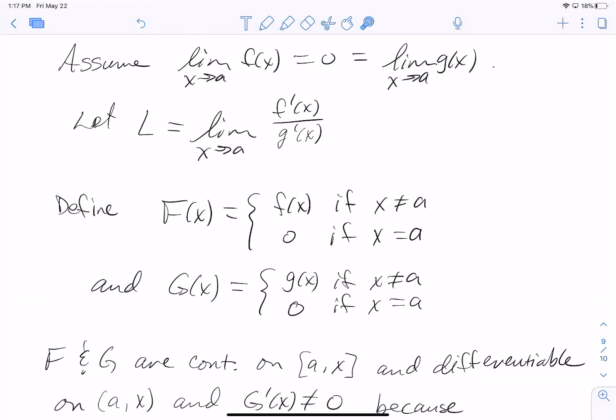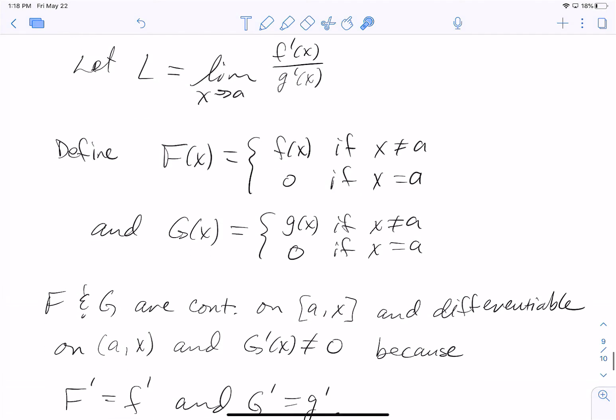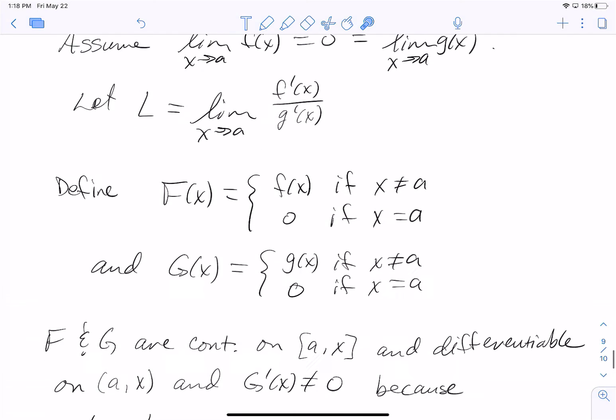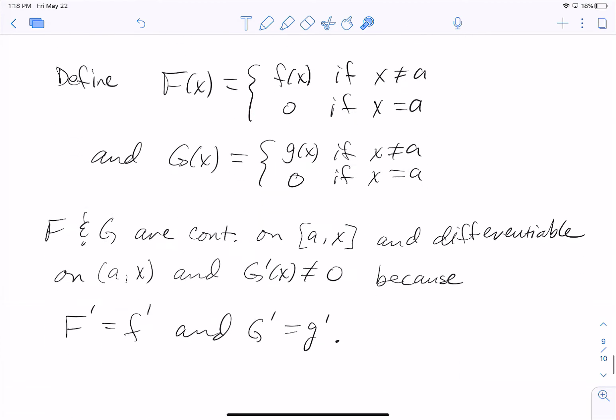So the limit for uppercase F as x approaches a is 0, and the function value at x equal to a is equal to 0. Therefore, F is continuous. Likewise for G. Differentiable because, again, they're based on f and g in their definitions.